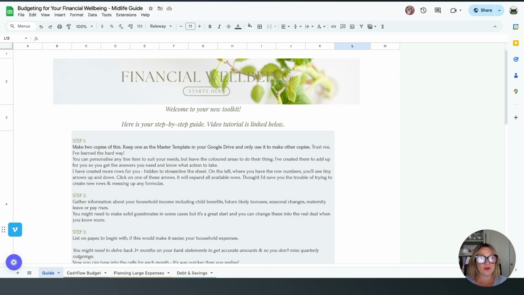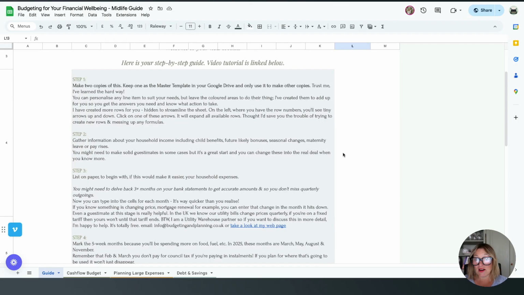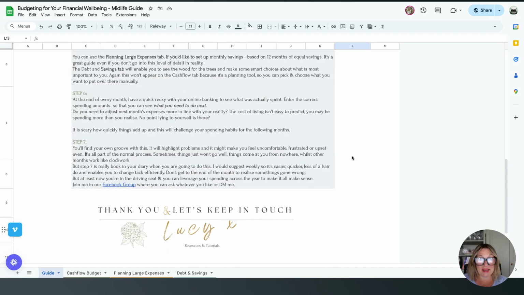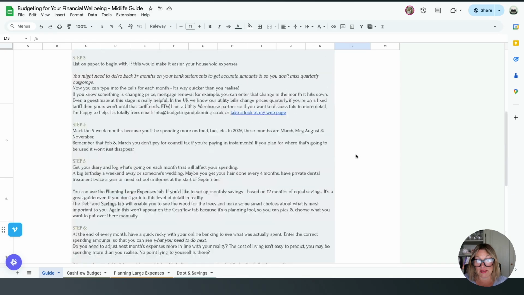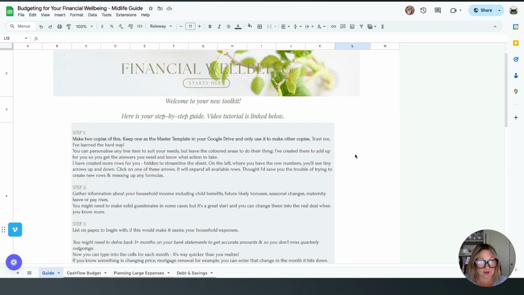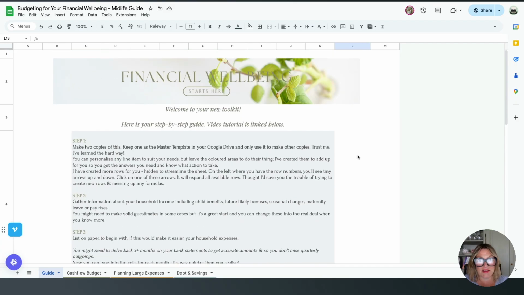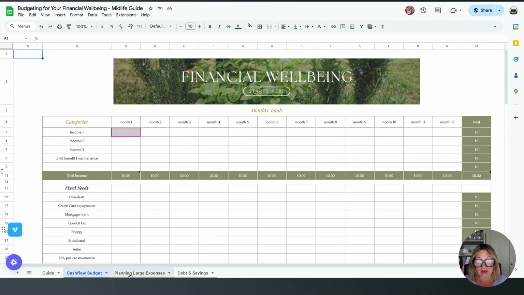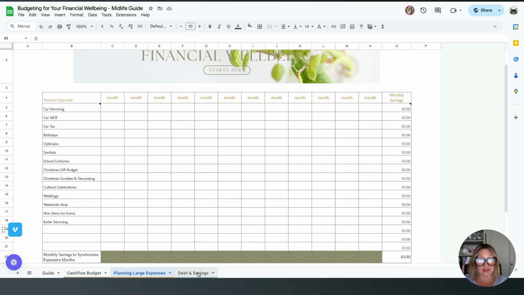So how I'm going to walk you through this is going to be a case of just literally guiding you through the fact that you actually have a guide page here. My tutorial isn't going to cover this because I think it's pretty self-explanatory, everything here. So I want to give you something in addition to that. So where I'm going to concentrate my time will be in the three tabs at the bottom here. So you've got cash flow budget, you're planning large expenses, and also the debt and savings.